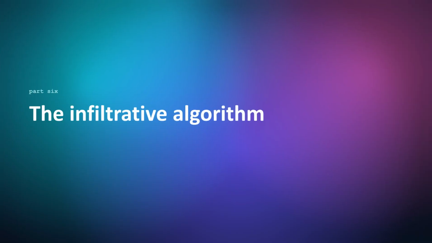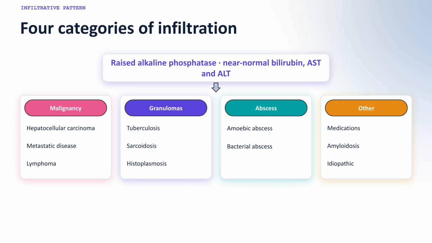The second algorithm handles a distinctive and easily missed pattern. A raised alkaline phosphatase with near-normal bilirubin and near-normal aminotransferases. Something is occupying space in the liver. 4 categories: malignancy, hepatocellular carcinoma, metastatic disease, and lymphoma; granulomatous disease, tuberculosis, sarcoidosis, and histoplasmosis; abscess, amoebic or bacterial; and a residual group, medications, amyloidosis, and idiopathic.